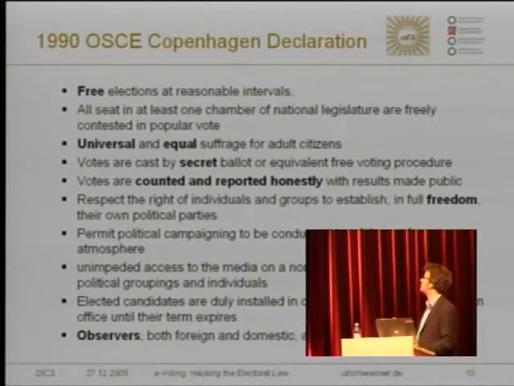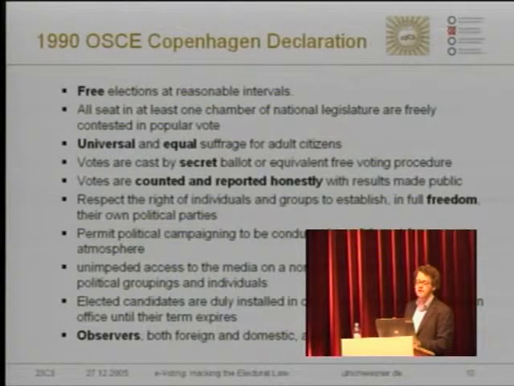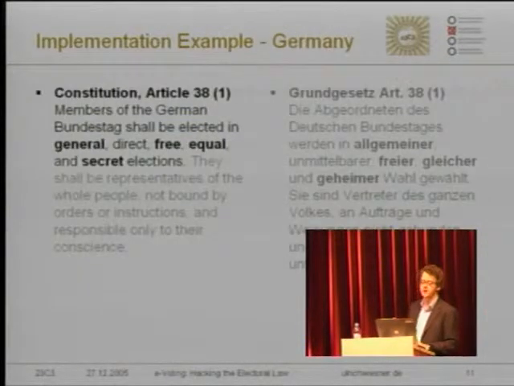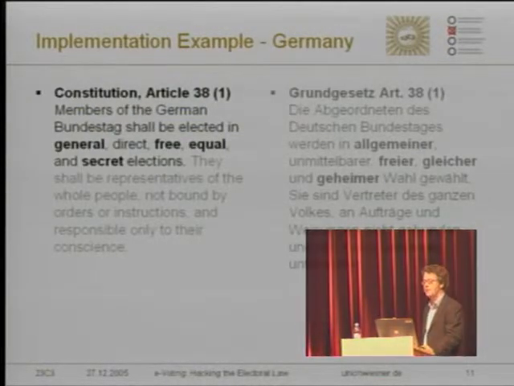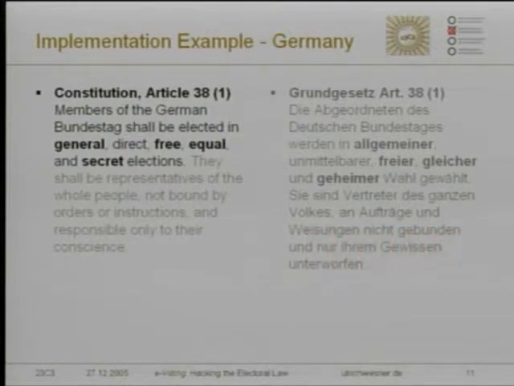So the bullet points are free, universal, equal, counted honestly, fair, and observers need to be allowed. Now, how is that implemented in Germany? There's Article 38 of the Constitution, which says that the members of the parliament need to be elected in general, direct, free, equal, and secret elections.